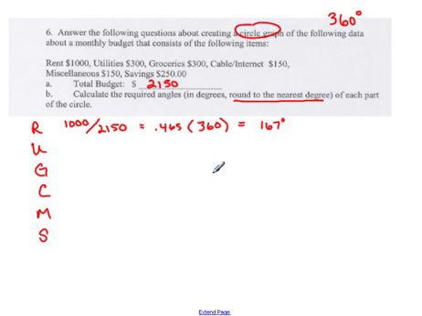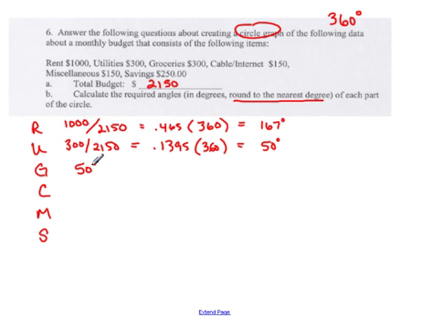Notice it says round to the nearest degree. That means no decimal values in your final answer. And we'll do this for each of the values. The utilities was 300 divided by 2150, and that was 0.1395 roughly, multiplied by 360 and rounded, 50 degrees. Notice we spent the same amount on groceries as we did utilities, so I don't need to repeat that calculation. It's also going to be 50 degrees.